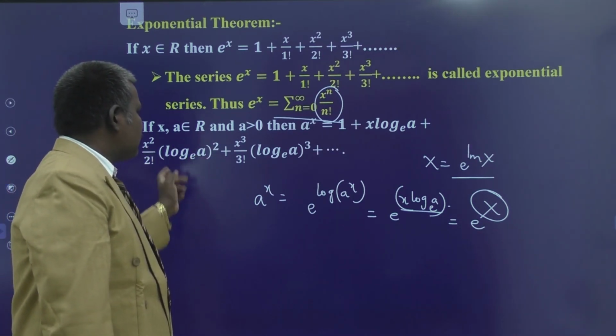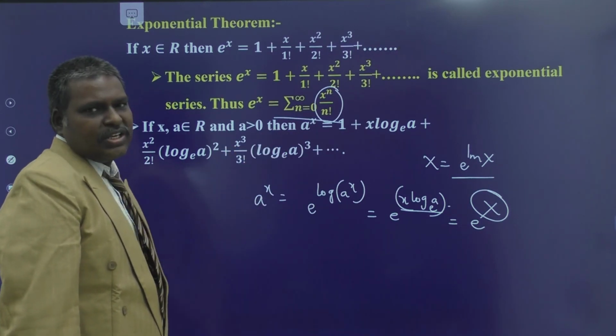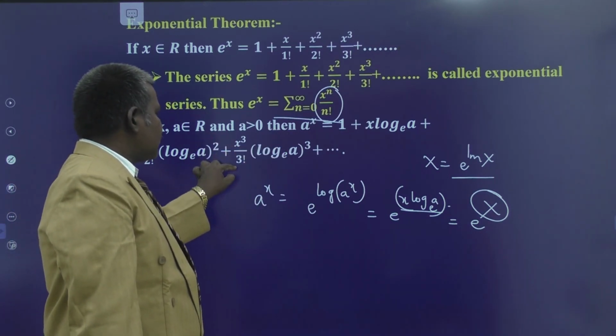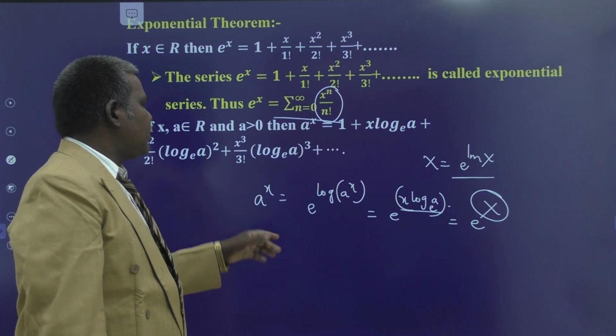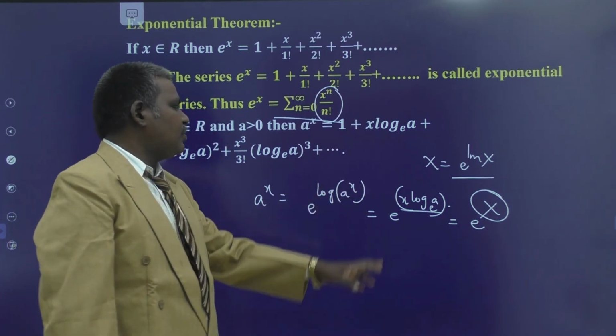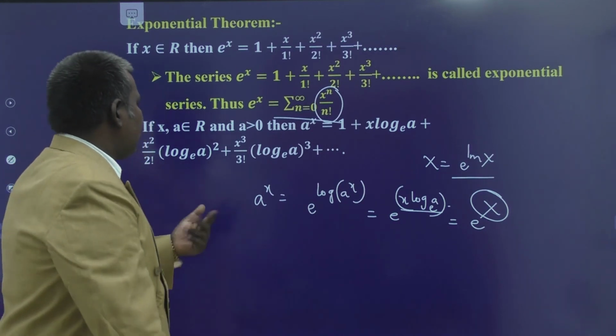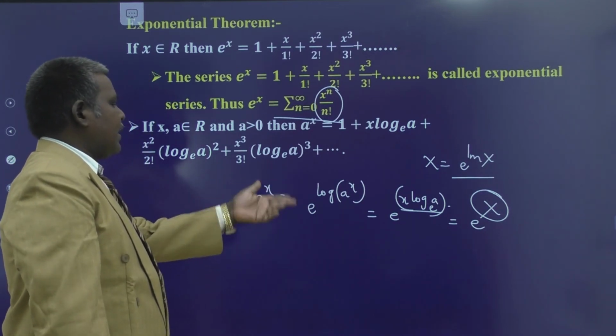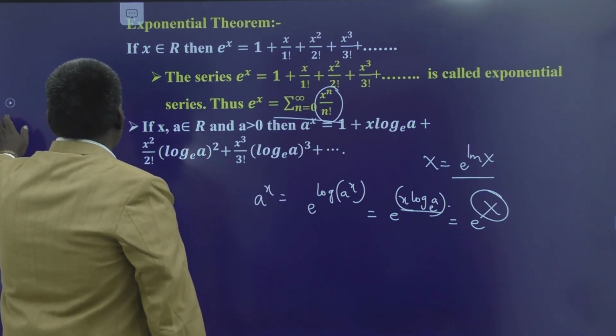(ab) whole square means a square b square. (ab) whole cube means a cube b cube. In the same manner, x cube by 3 factorial into (log a to the base e) whole cube. So don't mug up this one. a power x may be written as e power log a power x. And then write the formula like as e power x. Okay.